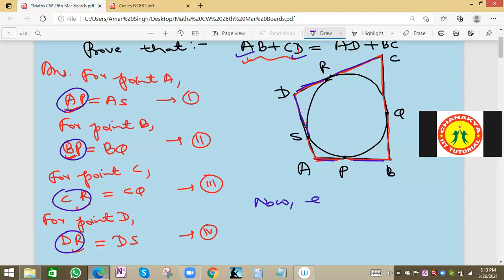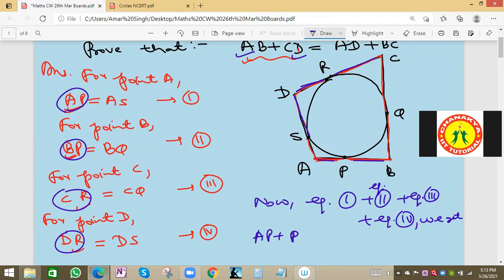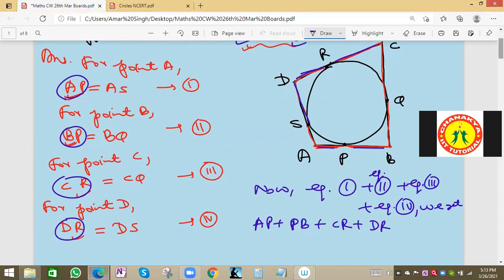Now, adding equation 1, plus equation 2, plus equation 3, plus equation 4, we get: left hand side AP plus PB, and BP are same, plus CR plus DR. So these are left hand side values. Correct, Apurva. Answer is correct. And the same method: right side we'll add AS plus BQ plus CQ plus DS.